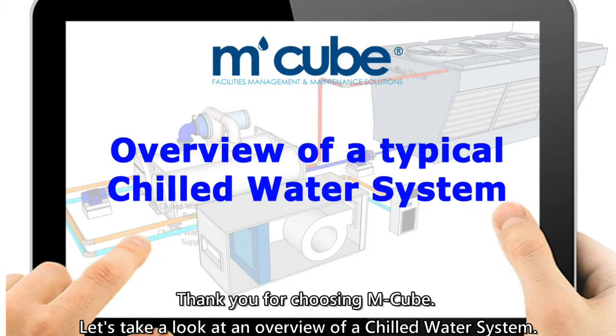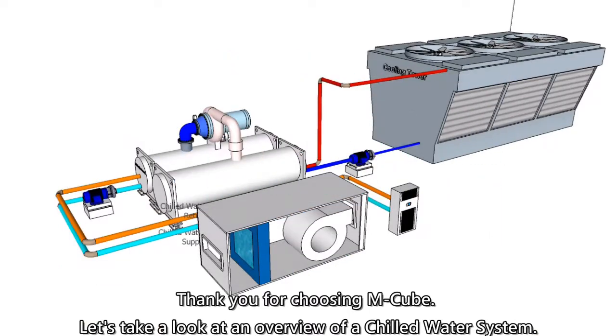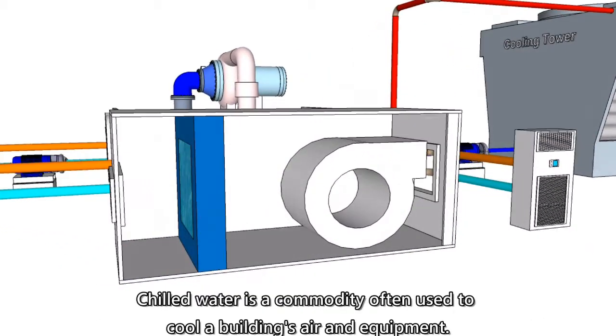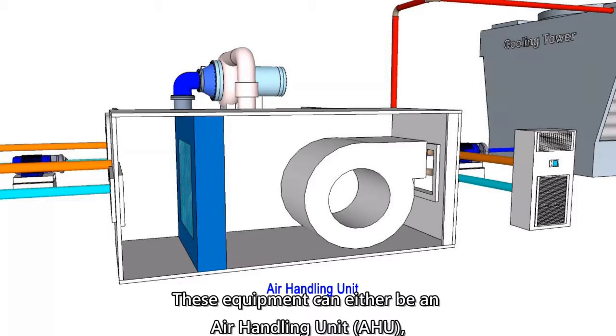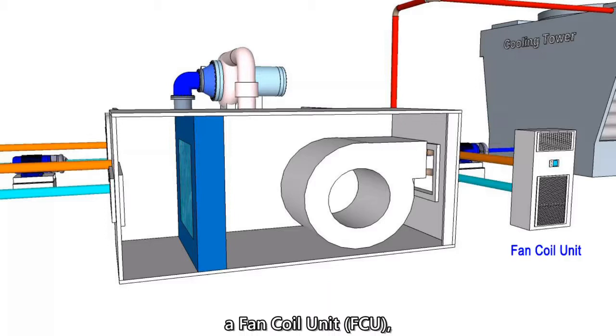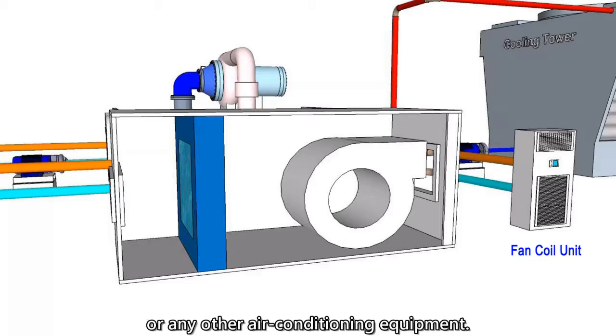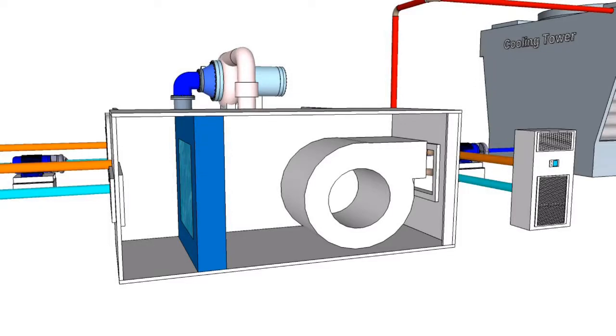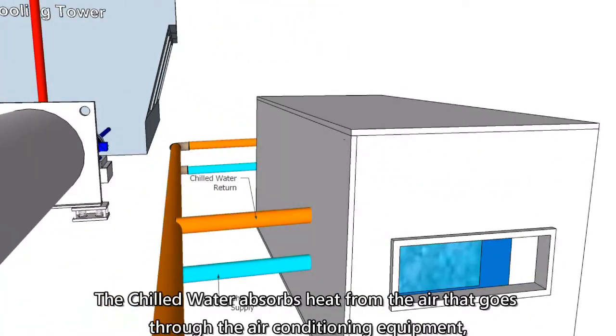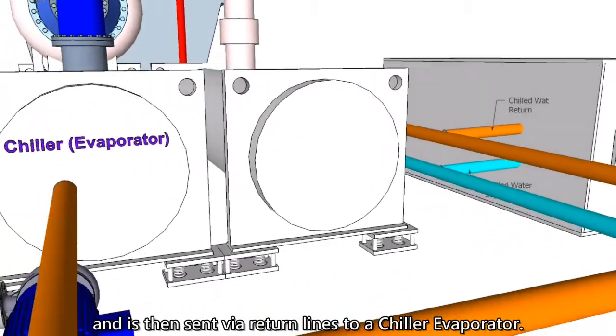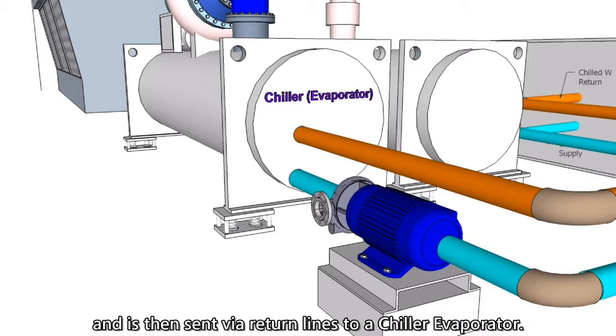Let's take a look at an overview of a chilled water system. Chilled water is a commodity often used to cool a building's air and equipment. This equipment can either be an air handling unit (AHU), a fan coil unit (FCU), or any other air conditioning equipment. The chilled water absorbs heat from the air that goes through the air conditioning equipment and is then sent via return lines to a chiller evaporator.